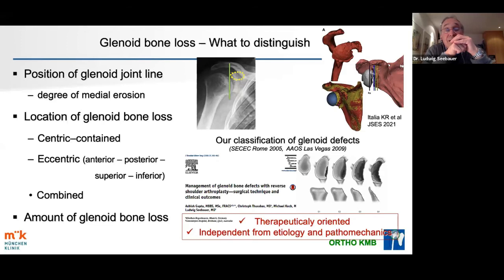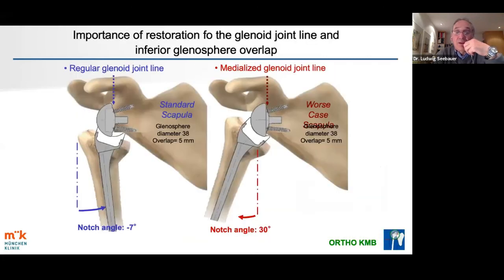And then you have to understand where the glenoid bone loss is, whether it's a centric or contained bone loss, whether it's eccentric, or whether it's a combined bone loss. We already reported on that at SETSEC in Rome, 2005. Later on, we published that in 2018. And we have to learn how big the amount of bone loss is. Again, today, virtual planning and CT reading of that is very important. Why is that so important? It's important to avoid notching.